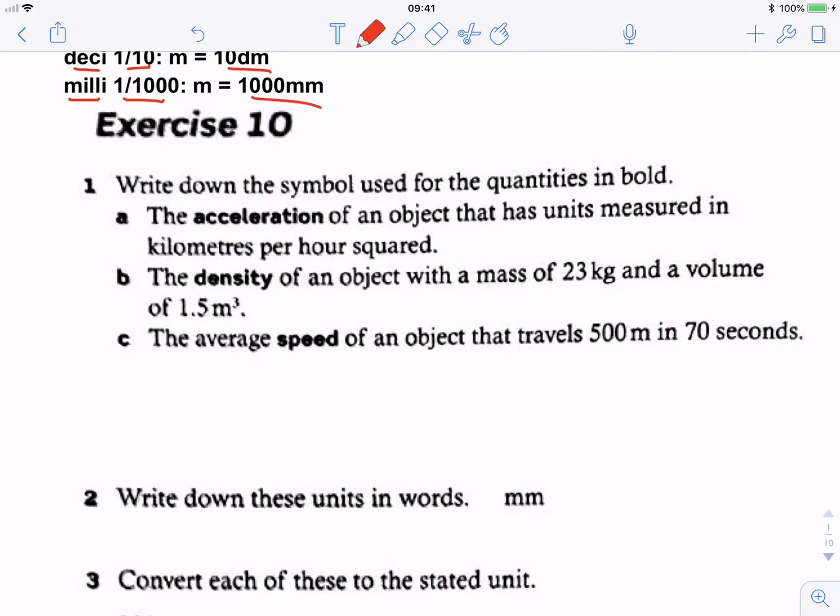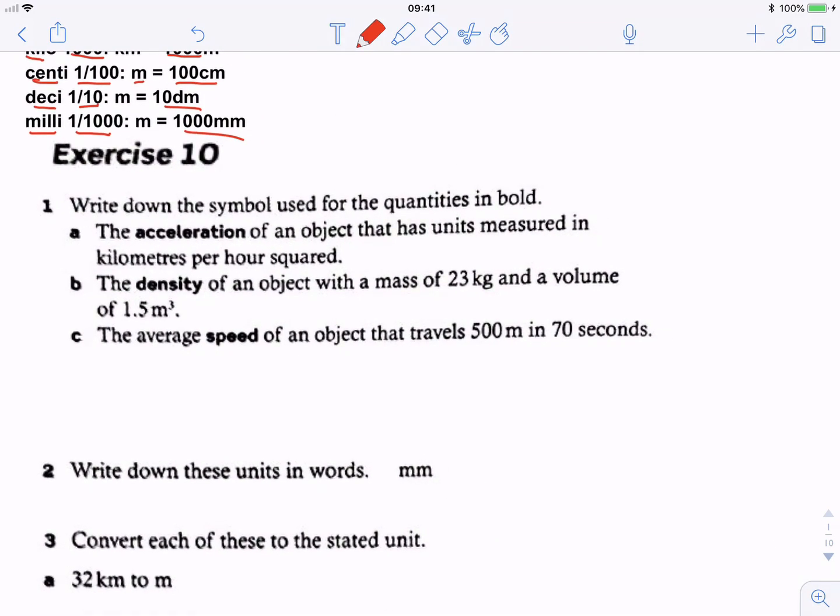Number one in the first exercise. Write down the symbol used for the quantities in bold. The acceleration of an object that has units measured in kilometers per hour squared. Okay, so all they want you to do is write the unit. So it would be kilometers per, which is like division, hour squared.